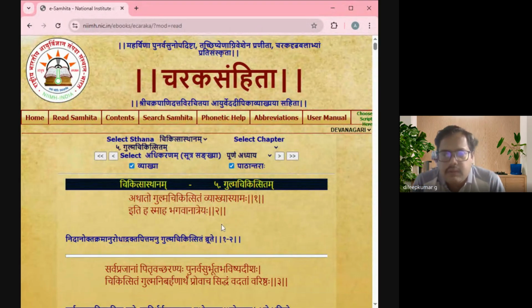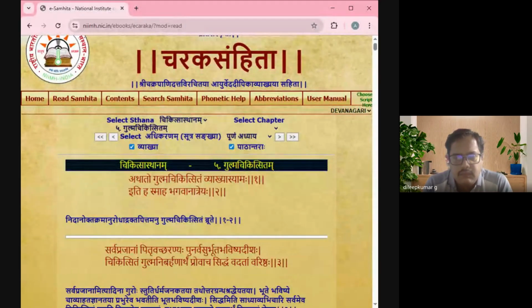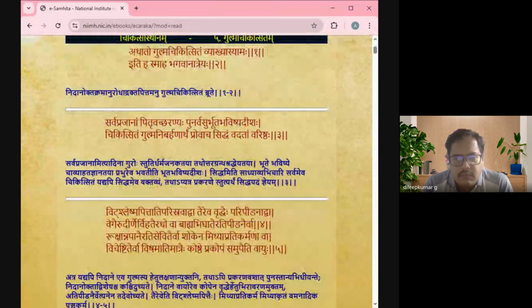Yes. We move to the next chapter, that is gulma chikitsa. So gulma, if you want to understand gulma, you have to read Charaka Nidanasthana, third chapter, Gulma Nidanam.